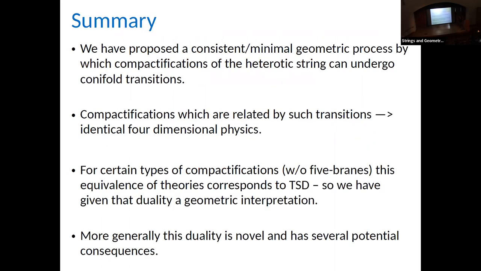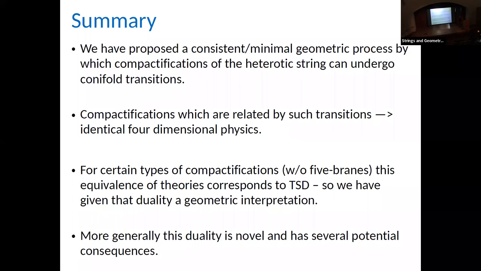So to conclude, what I have given is a consistent minimal geometric process by which compactifications of the heterotic string can undergo conifold transitions. There are many different things that you could mean by that. Just to clarify, I said earlier that tangent bundles go through the conifold, and there you change the spectrum all over the place. In the heterotic theory, that would change all your degrees of freedom. That can happen, but what we're showing is that in the heterotic theory, there appears to be something much milder that can happen, which is there are simple classes of bundles where you don't seem to be doing much at all to the effective theory as you cross the conifold.